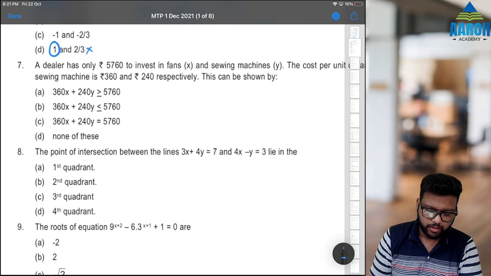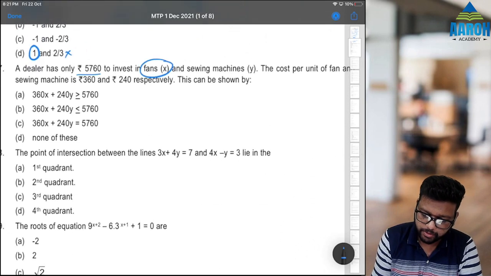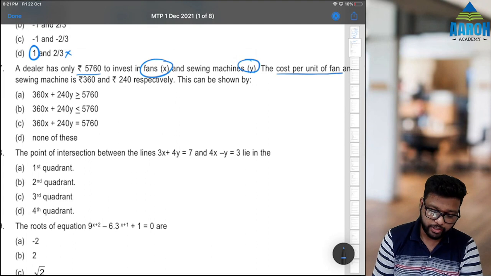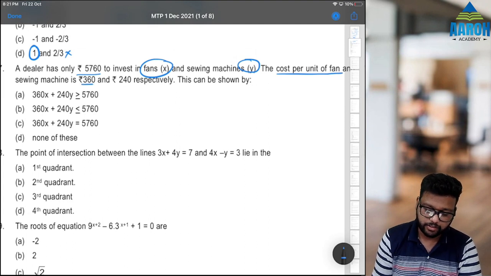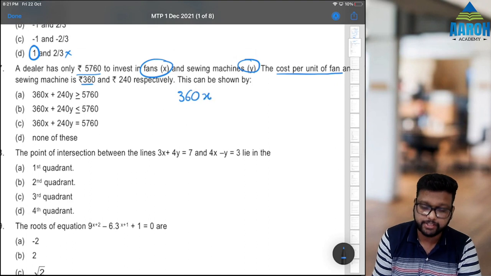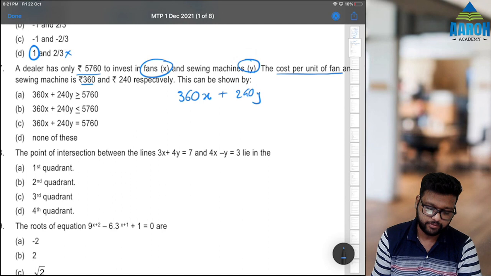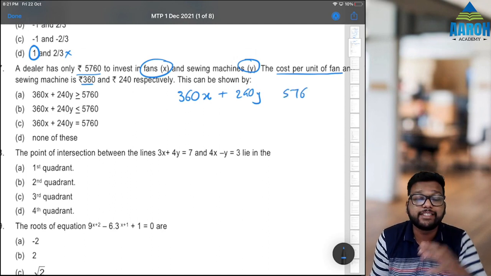Seventh, a dealer has only 5760 to invest in fans and sewing machines X and Y. Cost per unit of fan and sewing machine is 360. So for one fan cost is 360. So for X fans it will be 360X. Plus for Y machines it will be 240Y. This can be shown by, and he has 5760 rupees maximum.